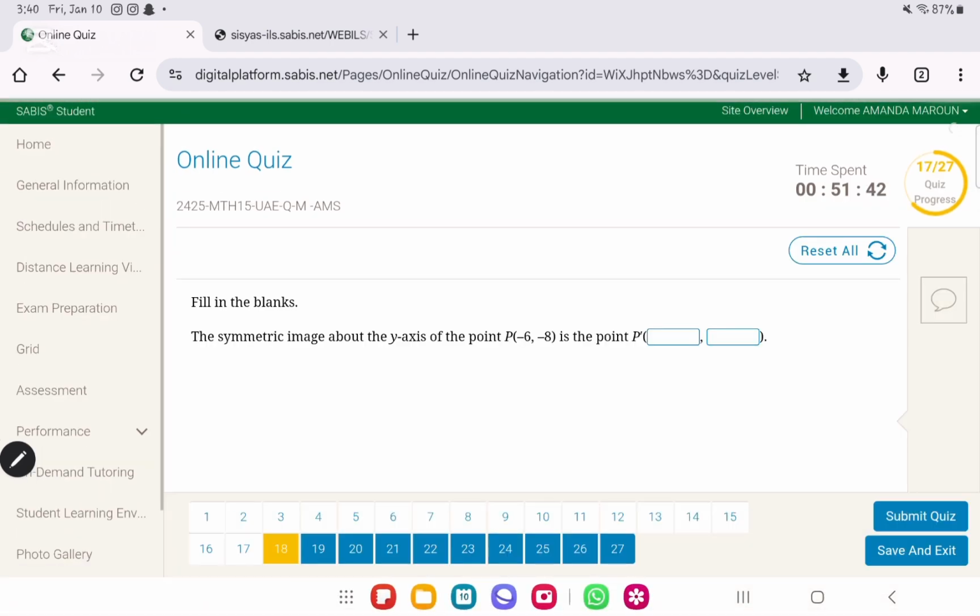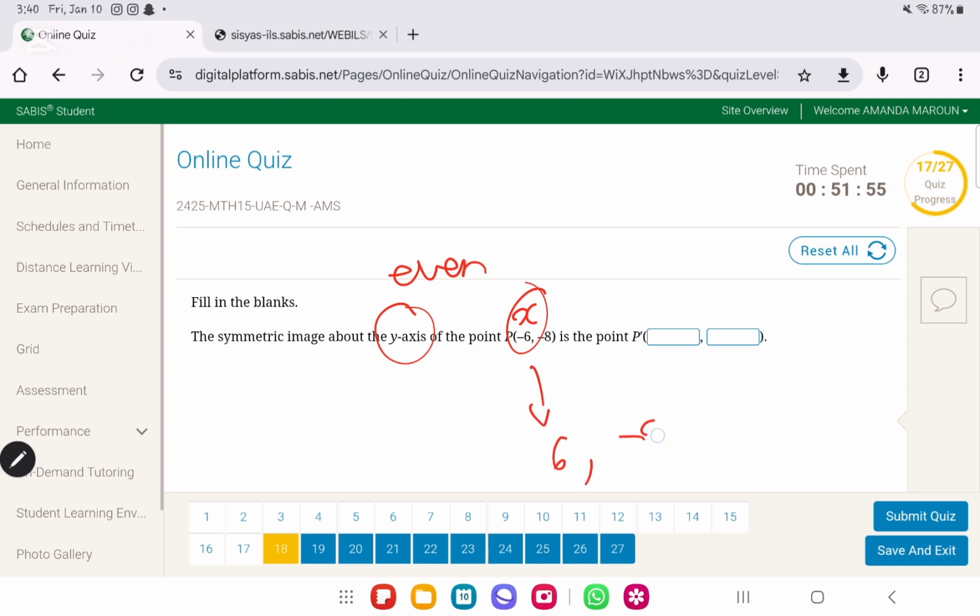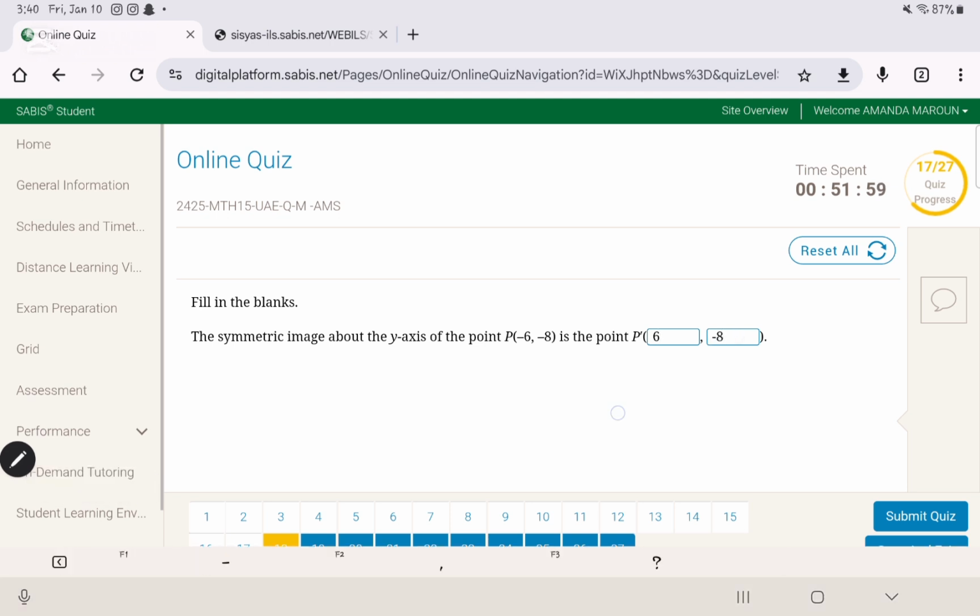Moving on to question number 18. They're telling us symmetric about the y-axis. That means it is even. If it is even, only x is gonna change. So the x is gonna change into 6. So minus 6 becomes 6, whereas the minus 8 will stay minus 8. So 6 and minus 8.